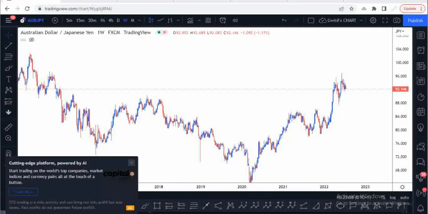Today in this video we'll be taking a look at AUDJPY, what opportunities there are in the market, and how we could look to apply the Elliott Wave concept to this currency pair. Alright, without any further ado, let me just walk you through this.